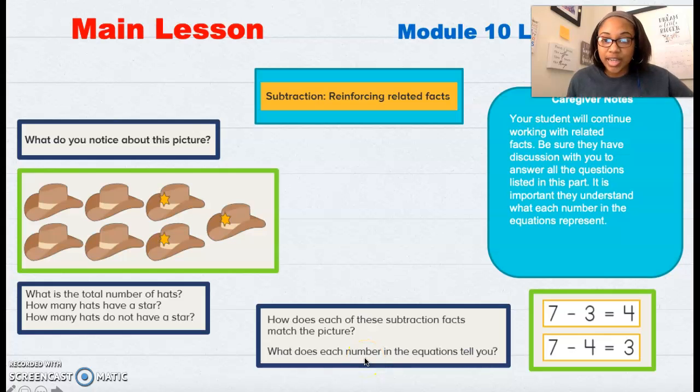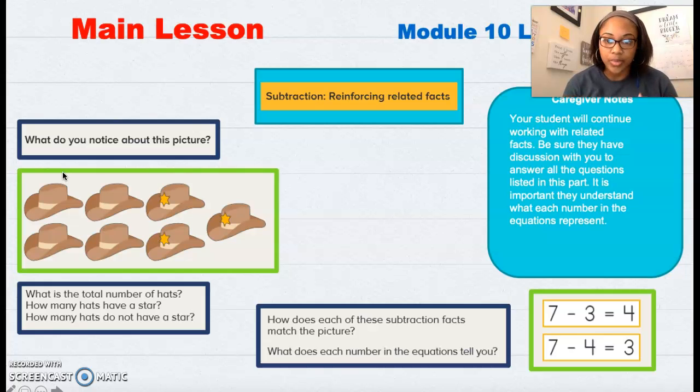Okay, first graders, so today we're going to continue our work with related facts and subtraction. So I want to start by looking at this picture. And I see some cowboy hats. So let's look at those hats. I want to know first, what is the total number of hats?